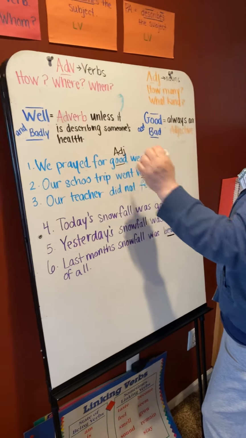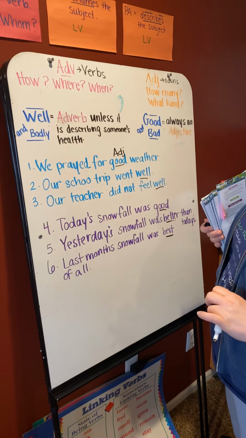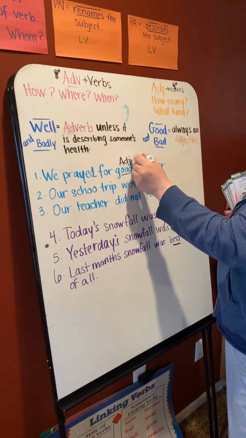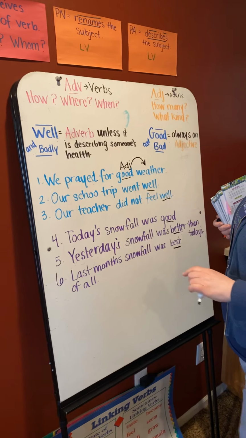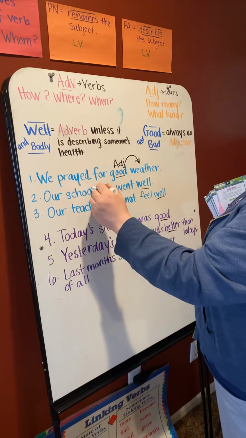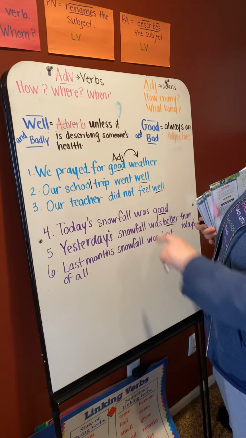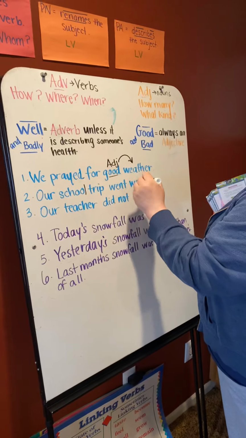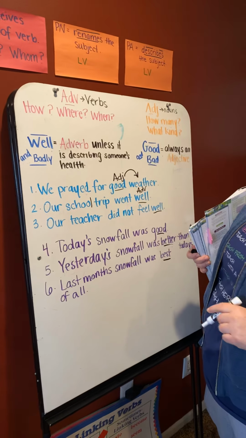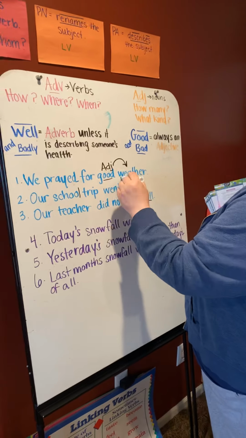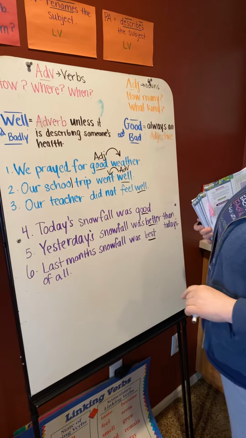So we know that this is describing some kind of noun in this sentence. Good in this sentence is describing the weather. Weather is the noun. Our school trip went well. Well is an adverb, so we'll mark it as such. And what is it describing? It is describing how it went. How it went. It went well.